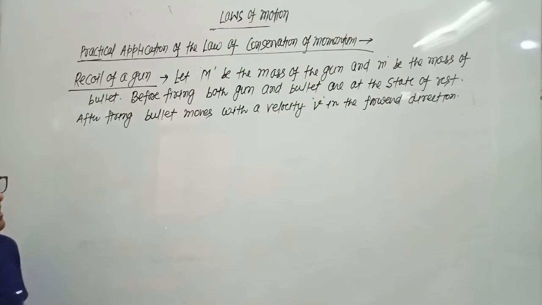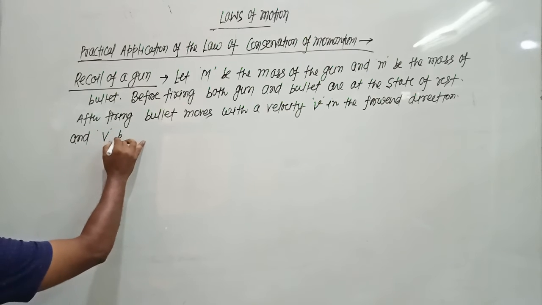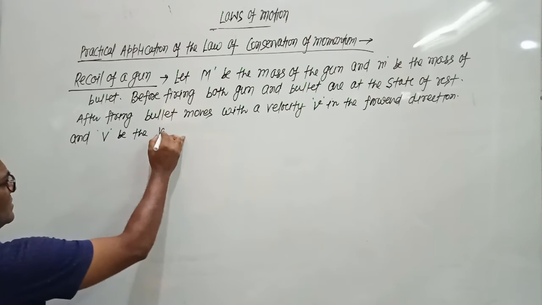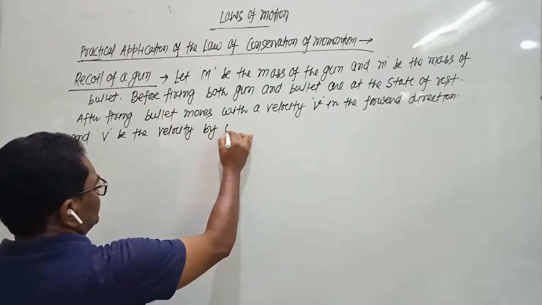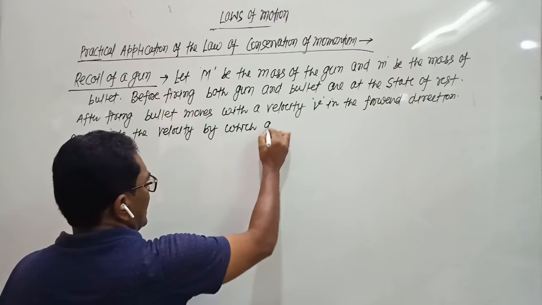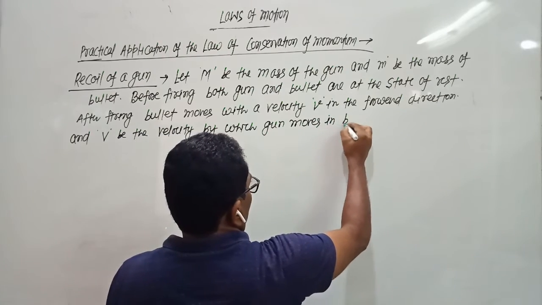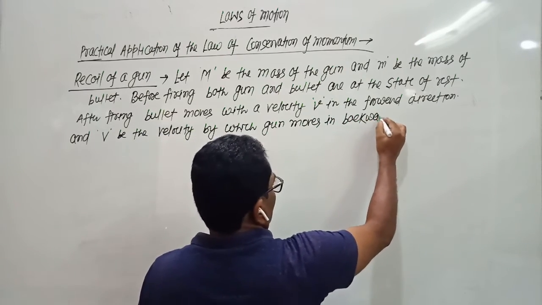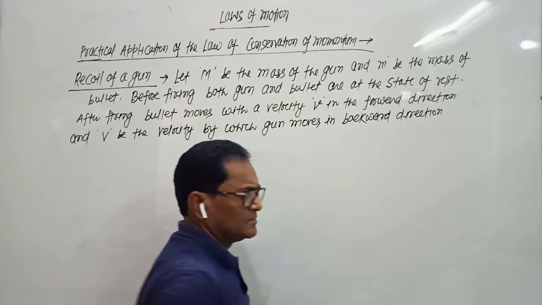Let small v be the velocity by which the bullet moves in the forward direction, and capital V be the velocity by which the gun moves in the backward direction.